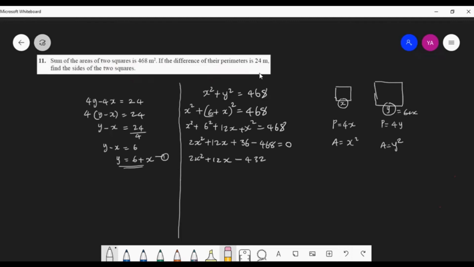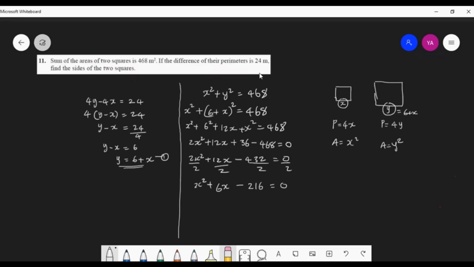Now you can divide this entire equation by 2. Dividing by 2, what will you get? x square plus 6x minus 216 is equal to 0.